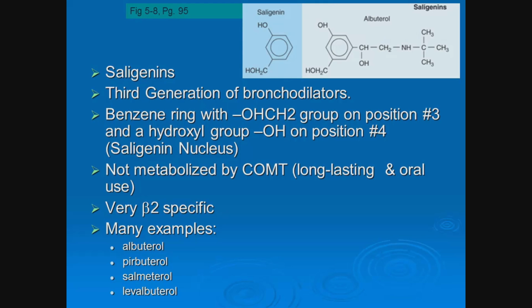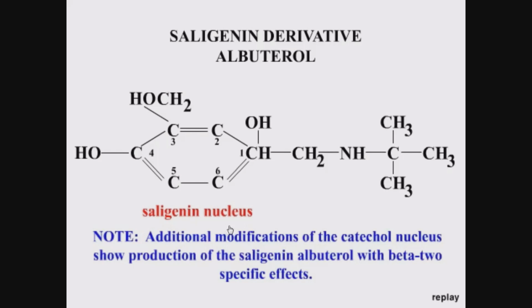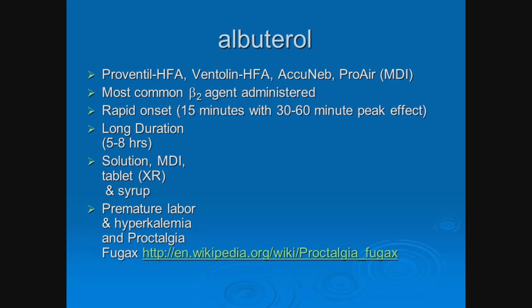Third generation. Thank God, we got someplace now where we can use drugs. These are the saligenins. Notice what ended up happening is not only did I move that hydroxyl group, but I also changed it from an OH to something totally different. So that changes it from a resorcinol to a saligenin. Again, they're not metabolized by COMT, and they're very beta-2 specific. And there are many examples of them. So let's talk about some of them. This is just a little video showing me changing the resorcinol nucleus to a saligenin nucleus. First one, our old buddy.